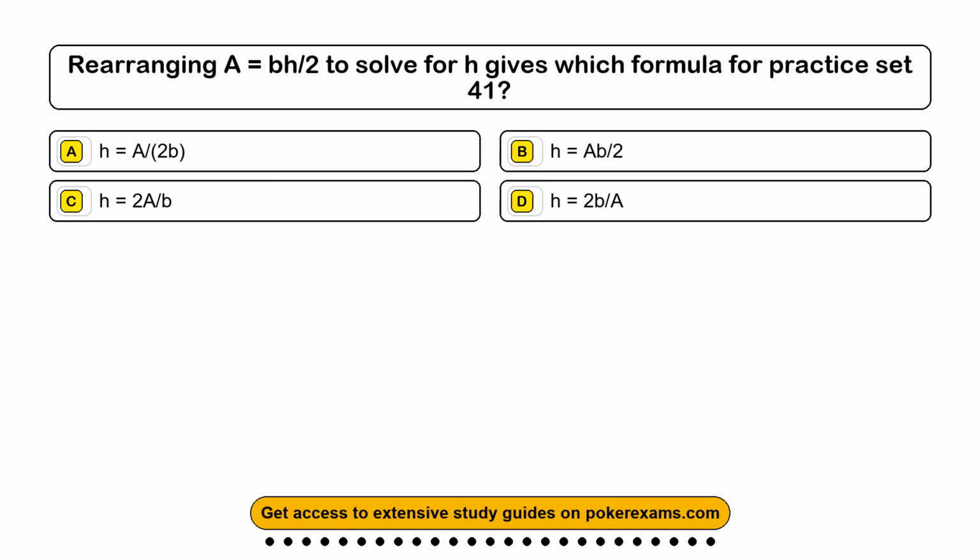Question 11. Rearranging A equals BH/2 to solve for H gives which formula for practice set 41? Option A, H equals A/2B. Option B, H equals AB/2. Option C, h equals 2a/b. Option D, h equals 2b/a.